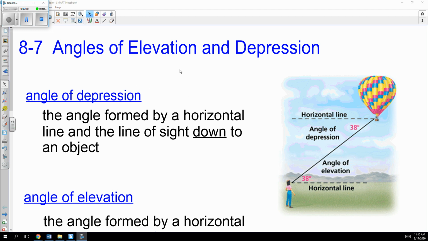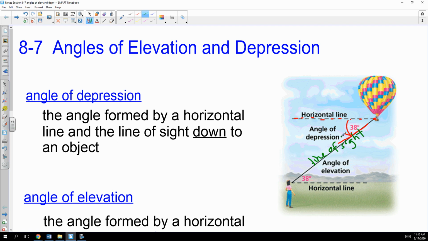So you want to be able to use trig to solve word problems, real world problems. So you want to talk about an angle of depression and an angle of elevation. An angle of depression is formed by a horizontal line like this one right here and the line of sight looking down to an object. Like, assume you're in the hot air balloon up here and you look down at your friend on the ground. That would be an angle of depression. And the line of sight is this line right here. Line of sight is the line when you look up or look down to something.